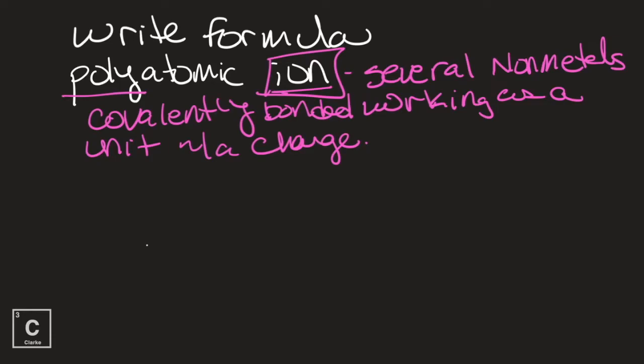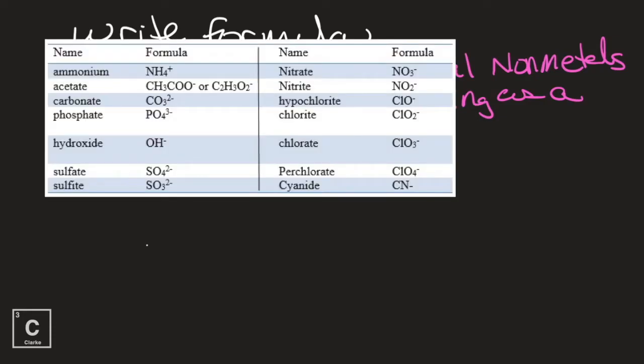Now, this is not the list that I give out in class. I actually didn't have that with me, but let me show you a really common list as well. Okay, here's my list. So we see how these are several elements, all nonmetals. They're bonded together covalently, but they have a charge. The list that I pass out in class has all of these on there, plus a little bit more.